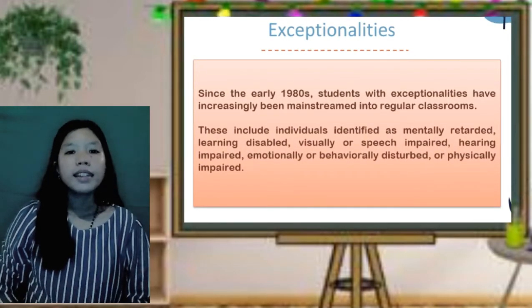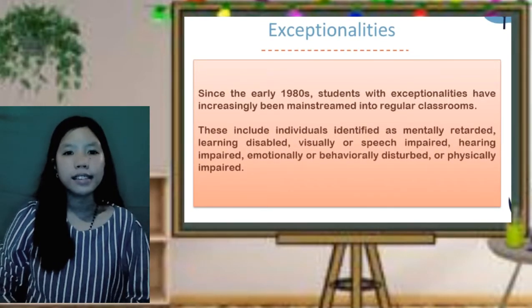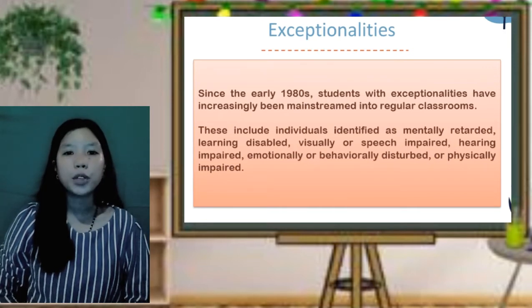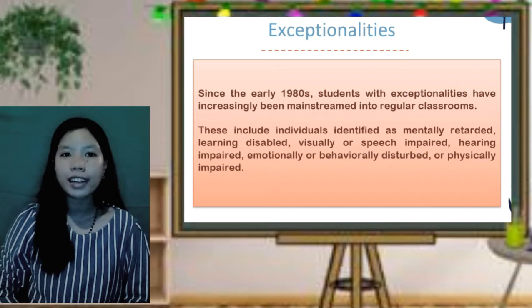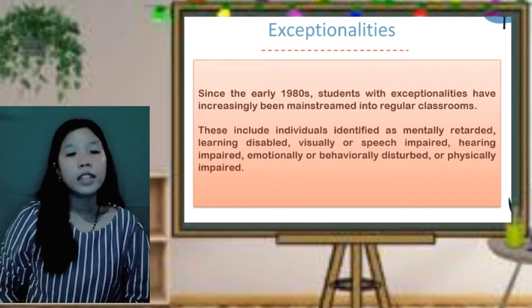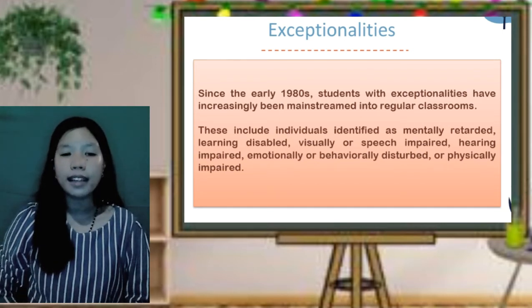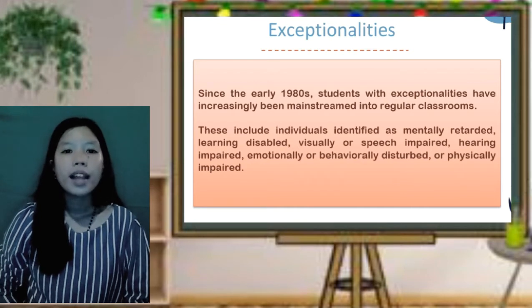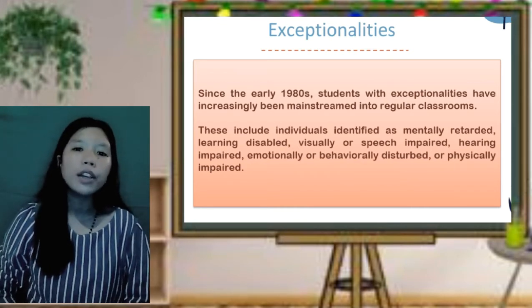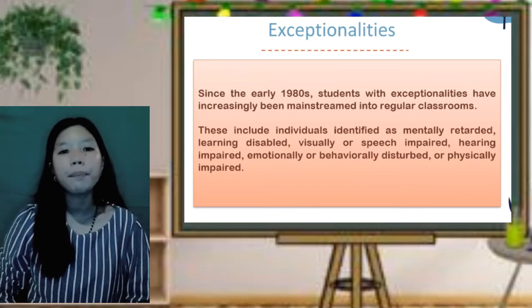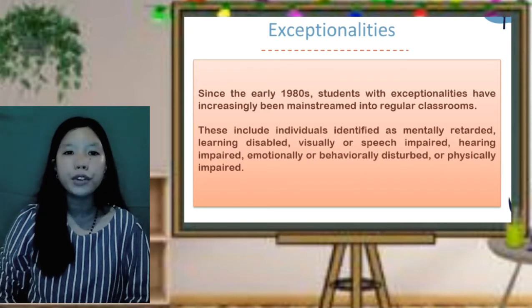Exceptionalities. Since the early 1980s, students with exceptionalities have increasingly been mainstreamed into regular classrooms. These include individuals identified as mentally retarded, learning disabled, visually or speech impaired, hearing impaired, emotionally or behaviorally disturbed, or physically impaired.